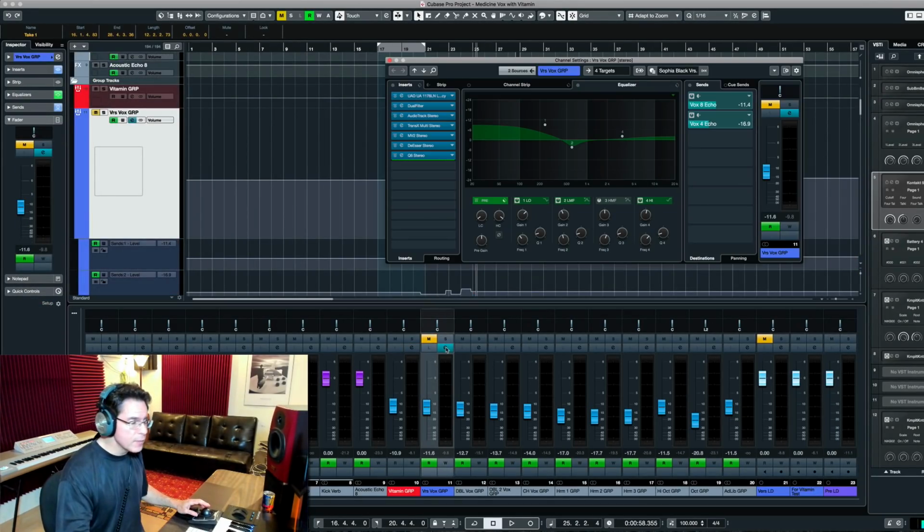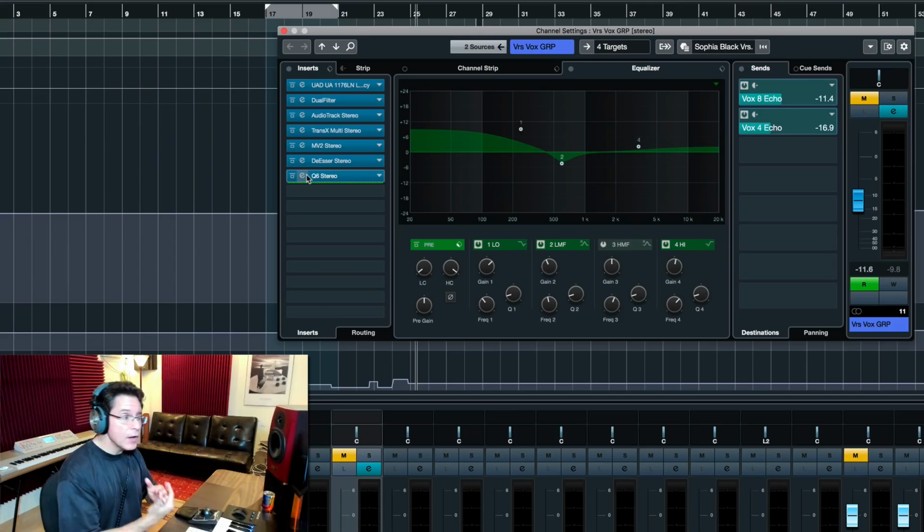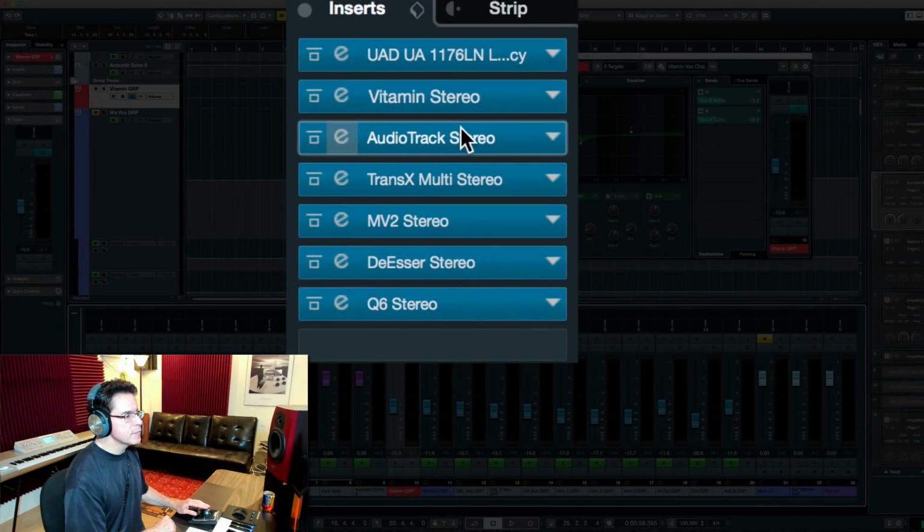All right, so this is my original vocal chain, the one that I showed in the video before. Running 1176, a Dual Filter, audio track by Waves, which is just a channel strip, TransX by Waves, MV2, Waves, another compressor, de-esser, Waves, Q6, just to do a little roll off on the end. So I used that exact same chain for the new chain. The only difference is I've inserted Vitamin in place of the Dual Filter. So here it is. Everything's the same except Vitamin is sitting there in the second slot.